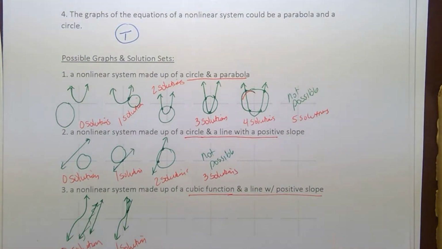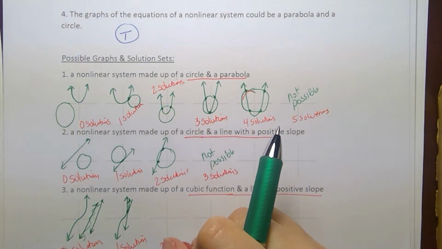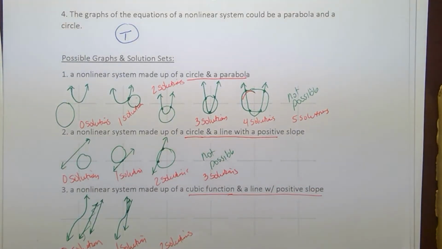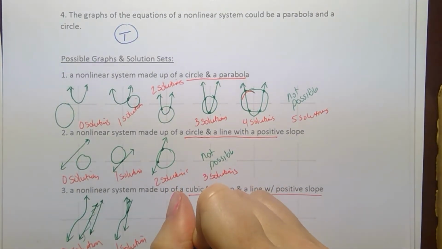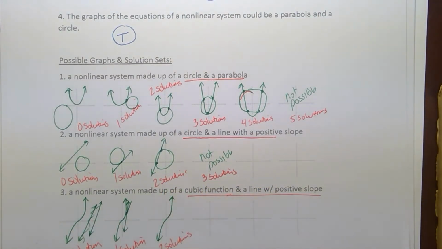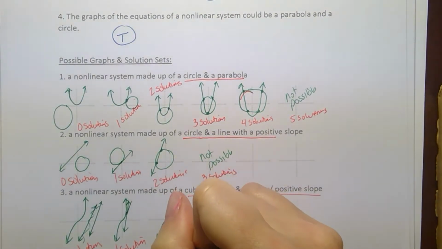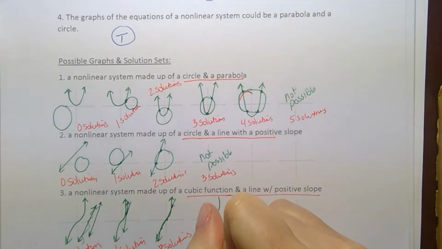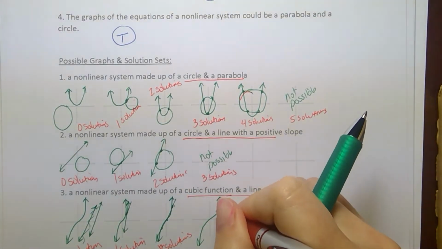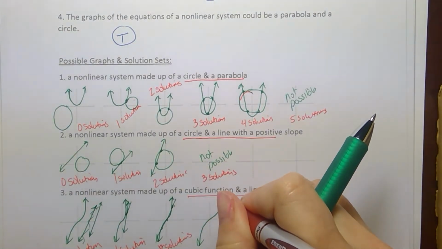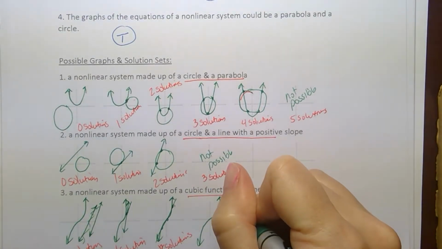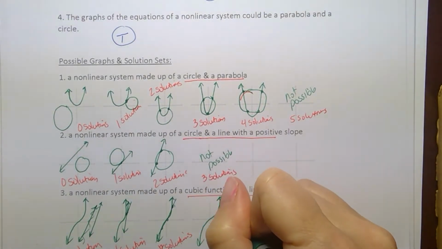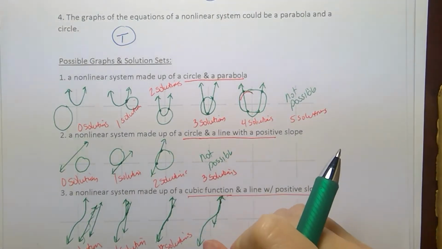What about 2 solutions? Can I sketch it so that it runs into the cubic function in 2 places? Well, that one's actually easier. Oops, that hit 3. 1, 2, 3. So that one is 3 solutions. Let me make my cubic function a little more defined. What if I did an almost vertical positive slope so that it intersects here and there? There's 2 solutions.